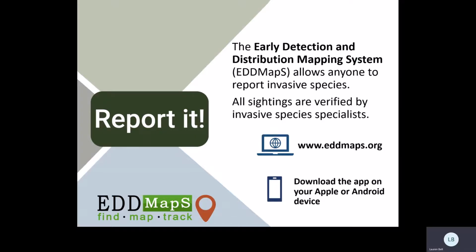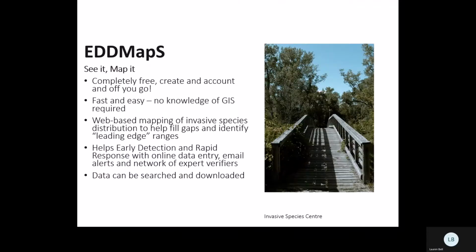Another action communities can take is reporting invasive species sightings to reporting tools like EDMAPS, which stands for the Early Detection and Distribution Mapping System, which is available as both a website and a phone platform. EDMAPS is extremely user-friendly. It's a completely free account that you can make. It's fast and easy and requires no previous knowledge of GIS. It's web-based mapping of invasive species that helps us to get a better understanding of the current distribution of invasive species across the landscape.